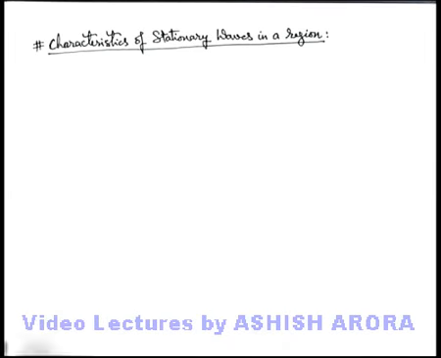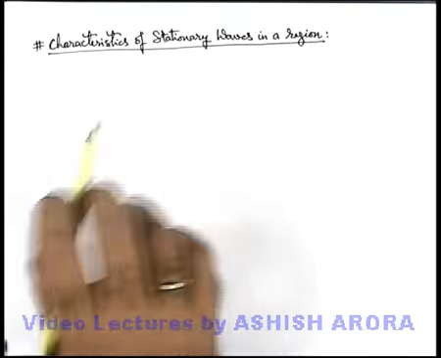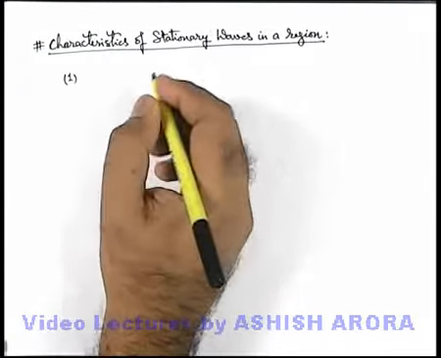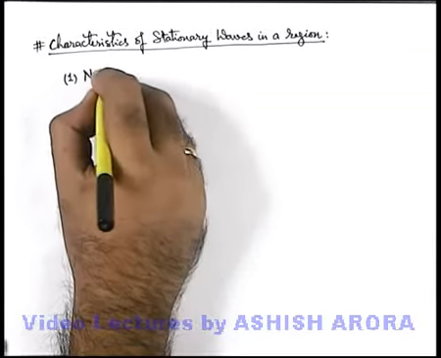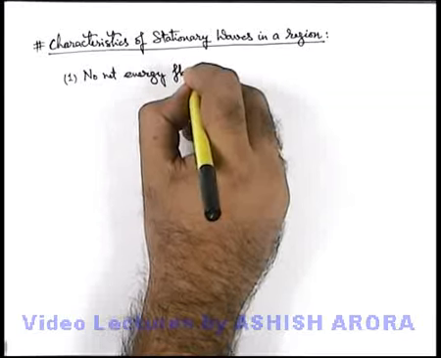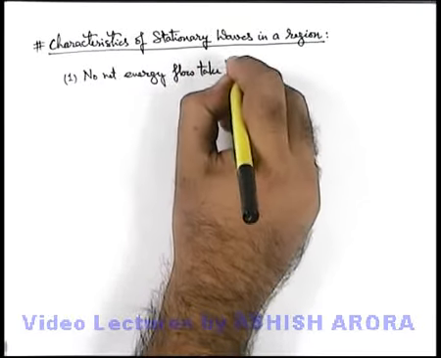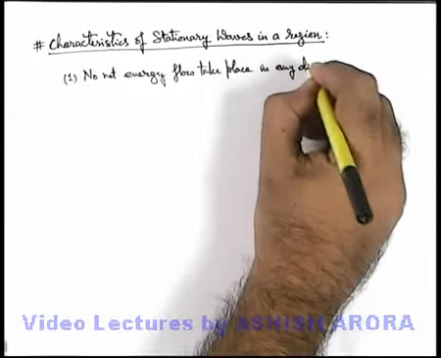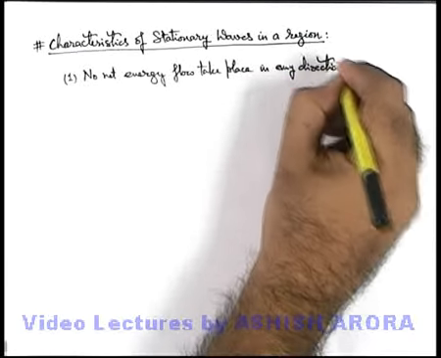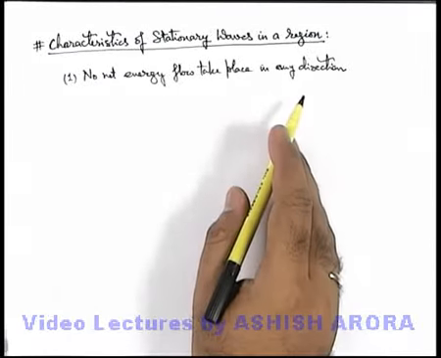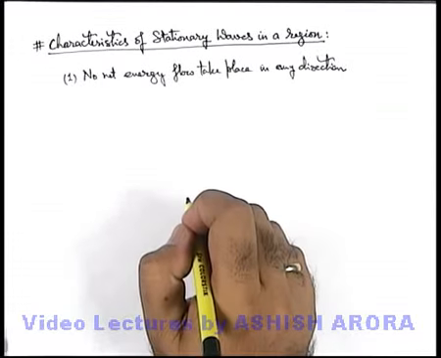Now we'll study some standard characteristics of stationary waves in a region. Very first point we already studied, that is no net energy flow takes place in any direction. We already discussed that when equal amplitude waves traveling in opposite directions superpose, no net energy flow takes place as the two waves have equal power.